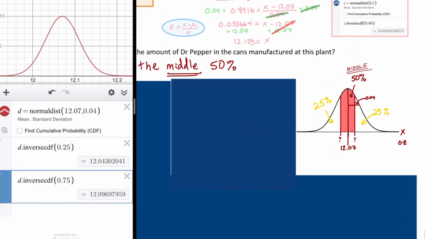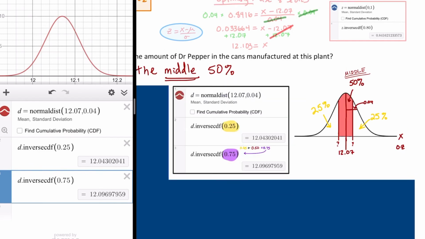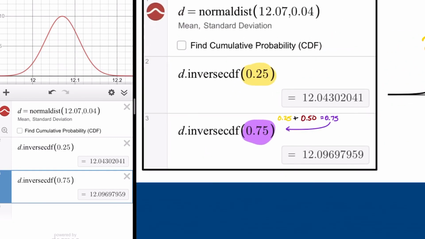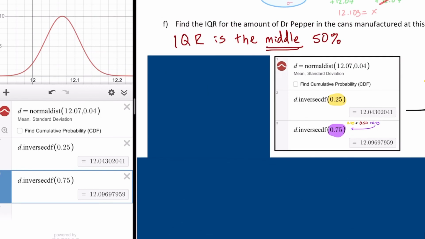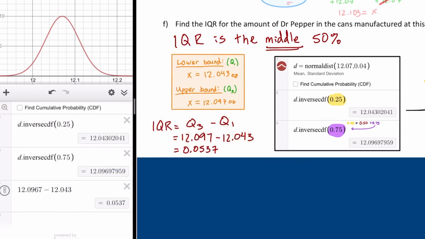So here's my notes already done. Notice I use this 25%, and then to get the 75%, it was the 25 plus 50. So as a final answer, my lower bound, or Q1, happened to be 12.043, and my Q3 was 12.097 ounces. Additionally, we need to find the IQR. The directions say, find the IQR.